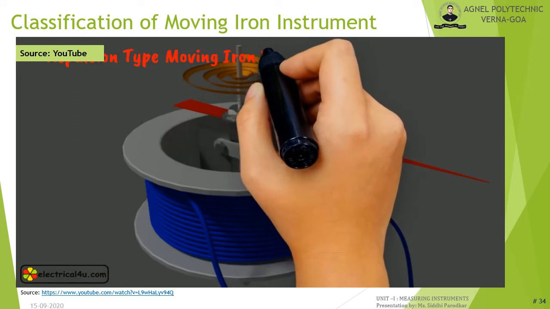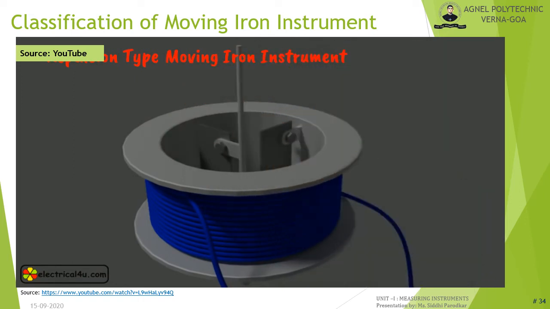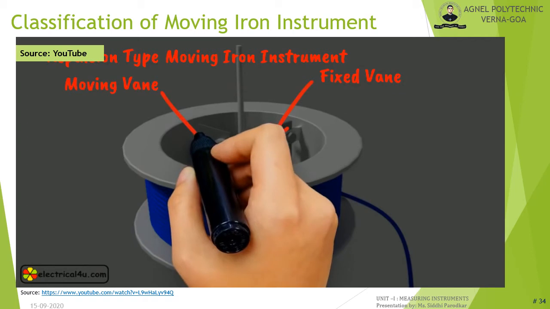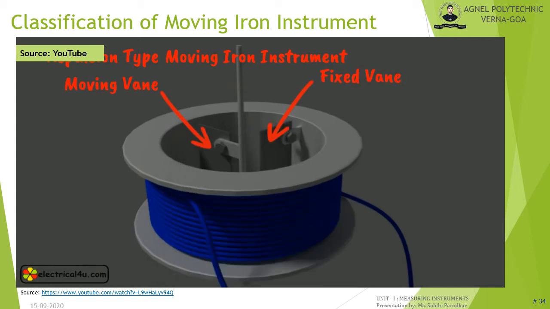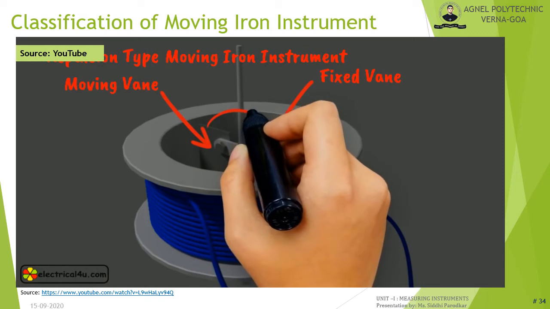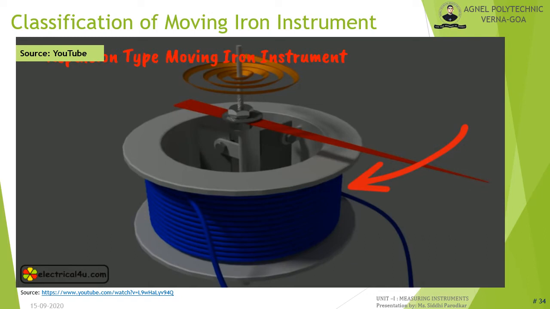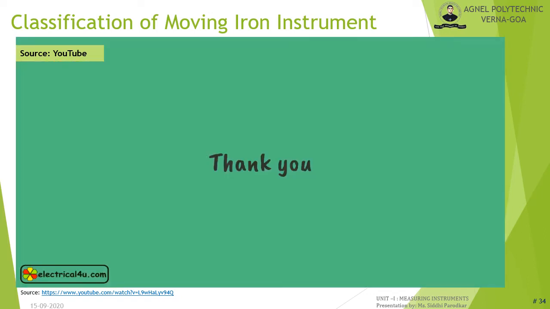Let us discuss repulsion type moving iron instrument. In this type of instrument, two soft iron veins are used, one fixed and attached to the stationary coil, while the other is movable and mounted on the spindle of the instrument. When operating current flows through the coil, the two veins are magnetized, developing similar polarity at the same ends. Consequently, repulsion takes place between the veins, and the movable vein causes the pointer to move over the scale. I hope you have understood.